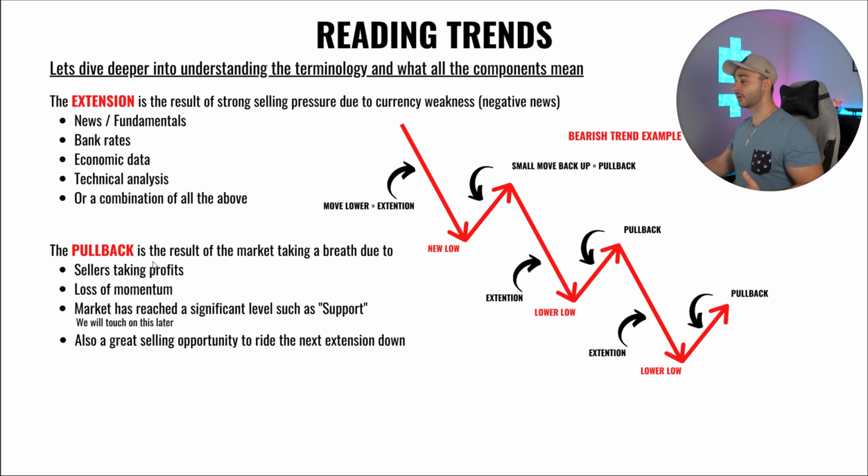A pullback is the result of the market taking a breath due to sellers taking profit, loss of momentum. Market has reached a significant level of support, which we'll get to in a minute. Also a great selling opportunity to ride the next extension down. So extension lower, pullback, extension, pullback, extension, pullback. On the pullbacks, they make great selling opportunities for you to get involved and ride the next extension down.